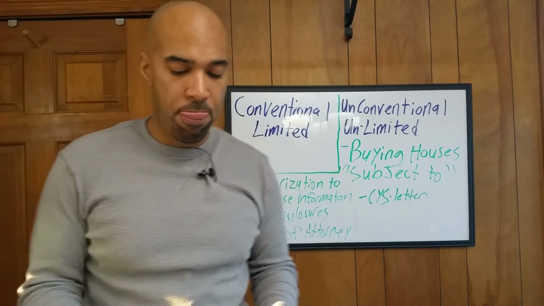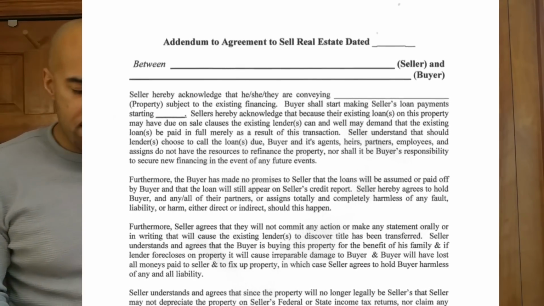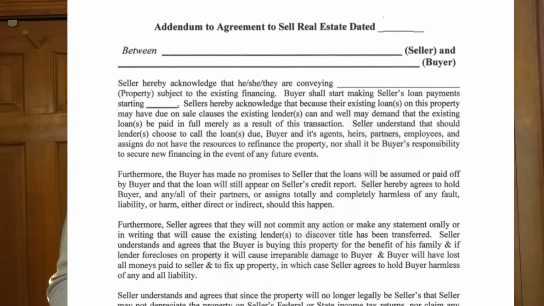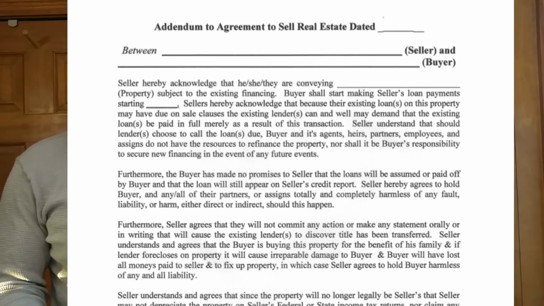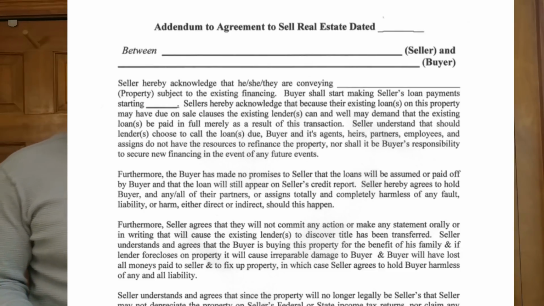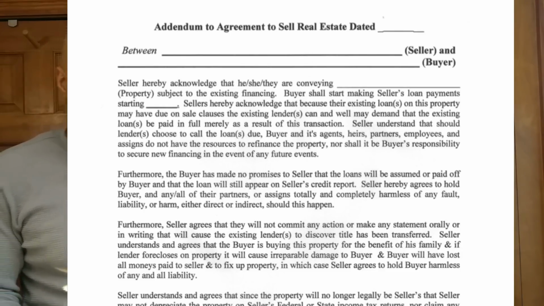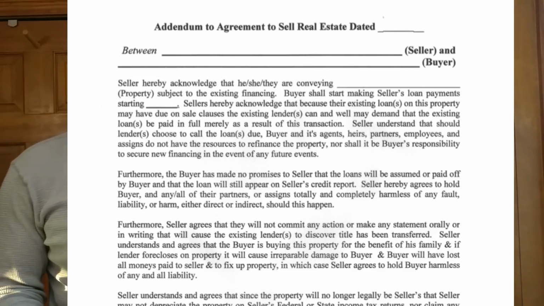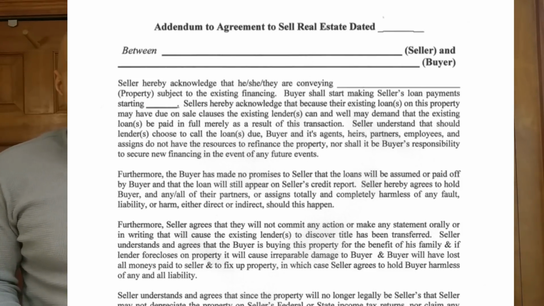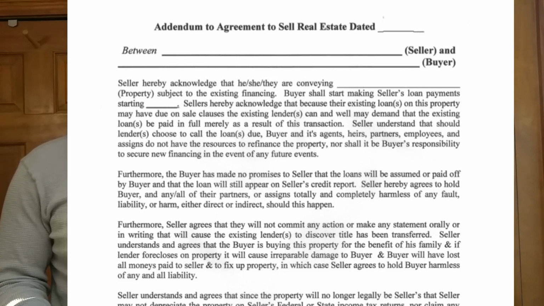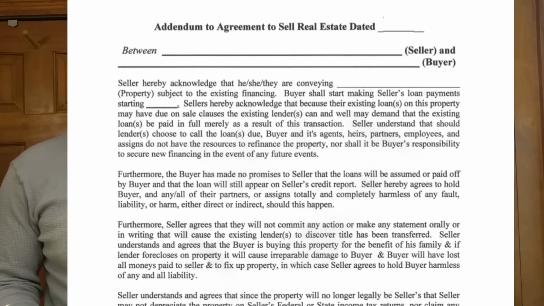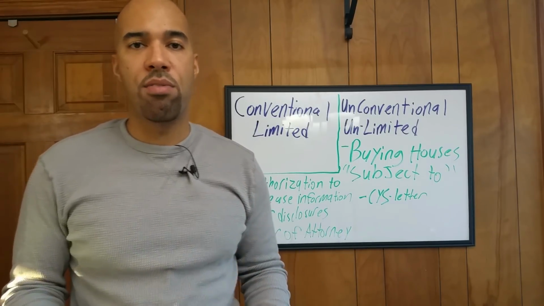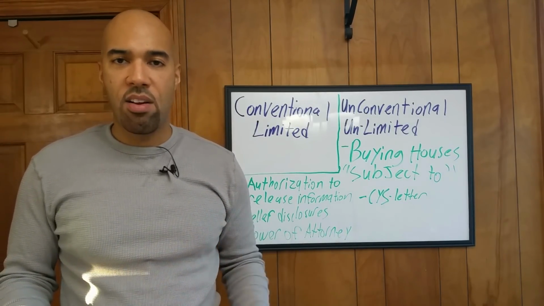But this basically says the seller hereby acknowledges that he or she are conveying 123 Easy Street, the property, subject to the existing financing. It's a whole bunch of stuff here that I'll flash for you. Buyer shall start making payments on this loan starting. You want the specific date that you're going to start making payments. I like to get at least 2 or 3 months out if you can. You don't want to get in there and get under the guns.